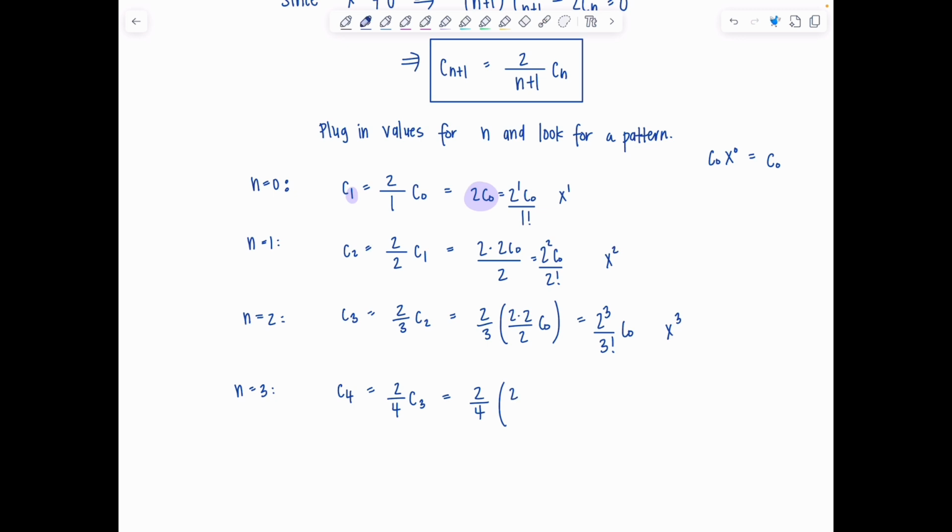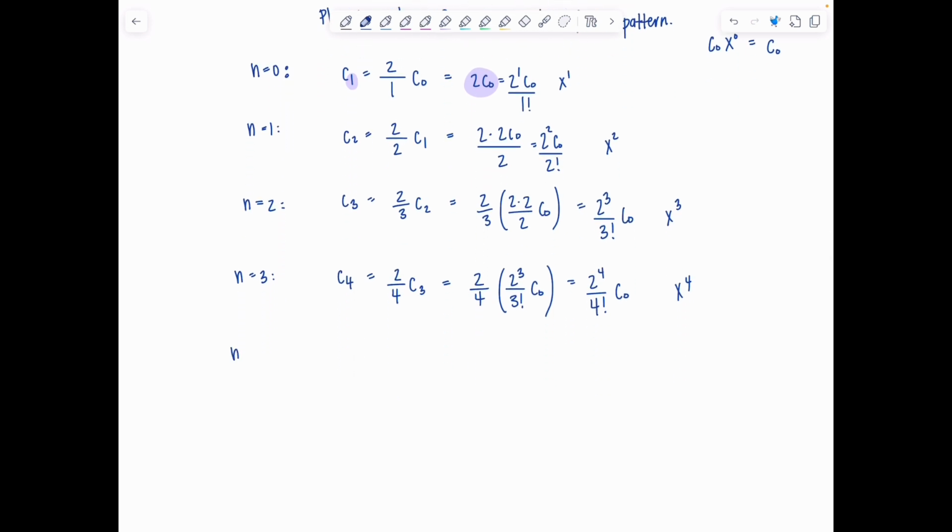So 2 over 4 times 2 cubed over 3 factorial C naught. That's 2 to the 4th over 4 factorial C naught. That's the coefficient on x to the 4th. Yep, I feel pretty good. Let's do one more though, just to solidify things. So n equals 4, C sub 5. That's 2/5 times C sub 4. So 2/5 times 2 to the 4th over 4 factorial C naught. Yep. 2 to the 5th over 5 factorial C naught. And that's for x to the 5th.